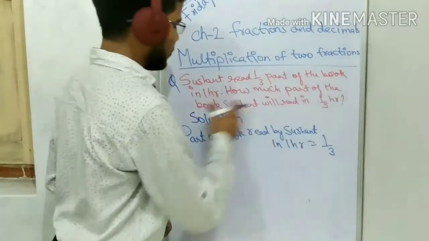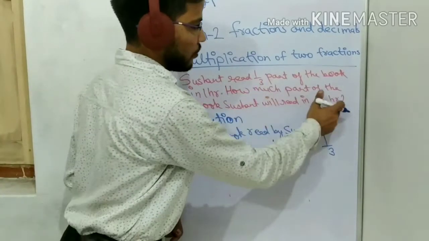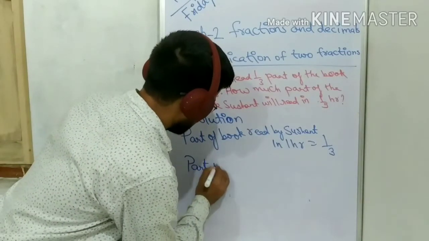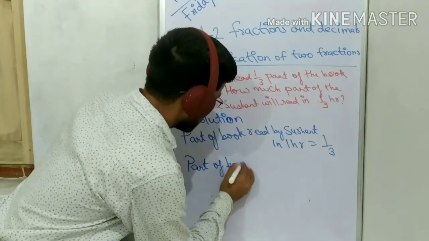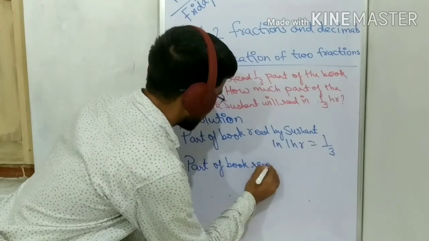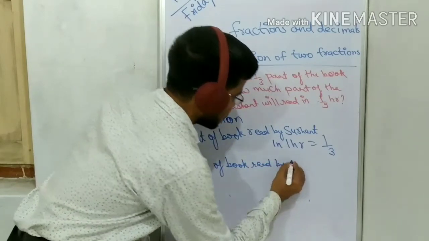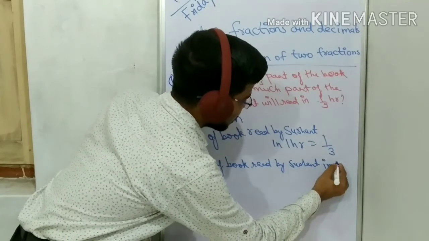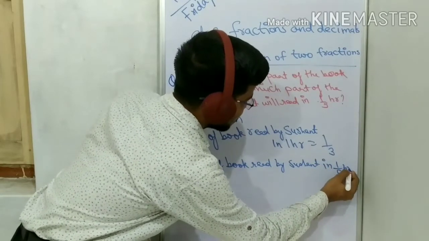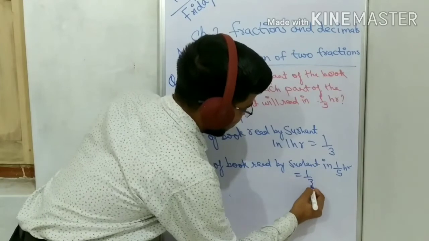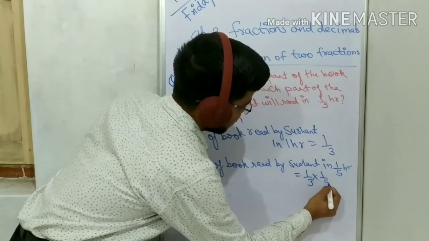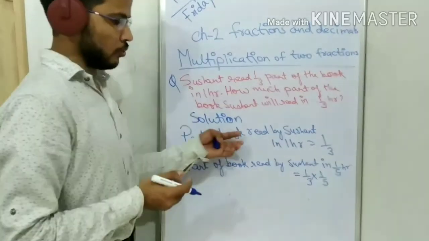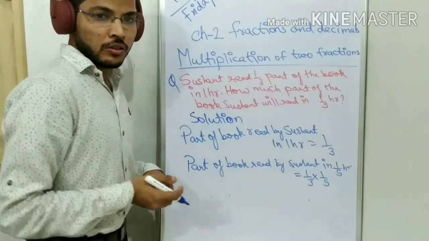How much part of the book will Sushant read in 1/5 hour? So we will write part of book read by Sushant in 1/5 hour. What will it become? We will multiply directly. In 1 hour, how much is he reading? It is given. So we don't have to find it for 1 hour.